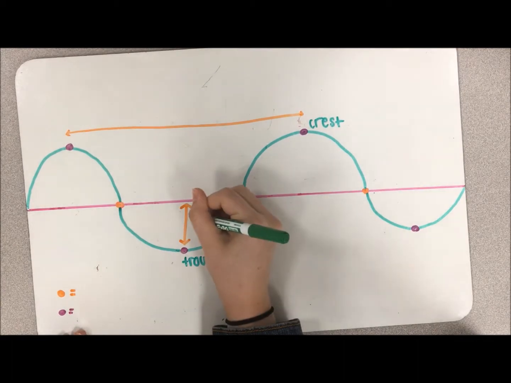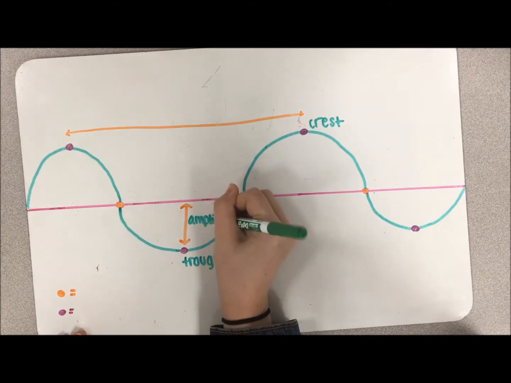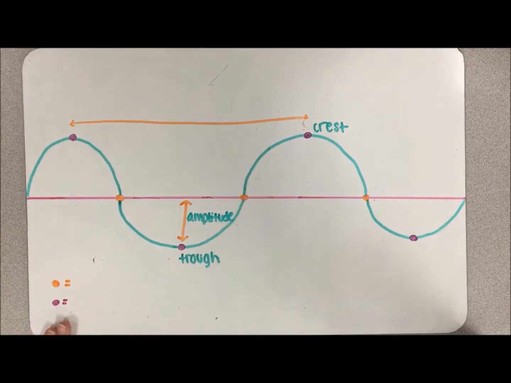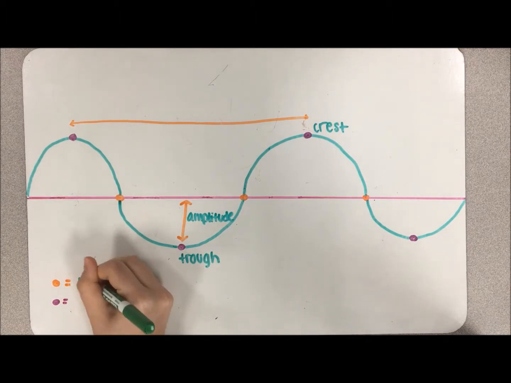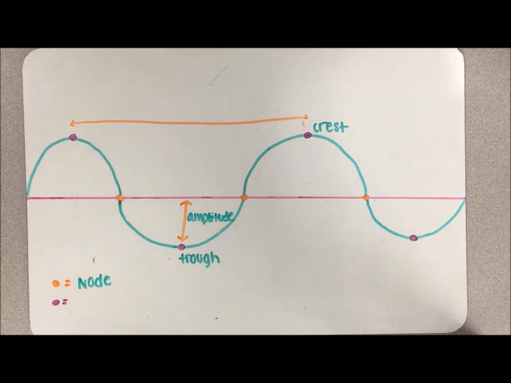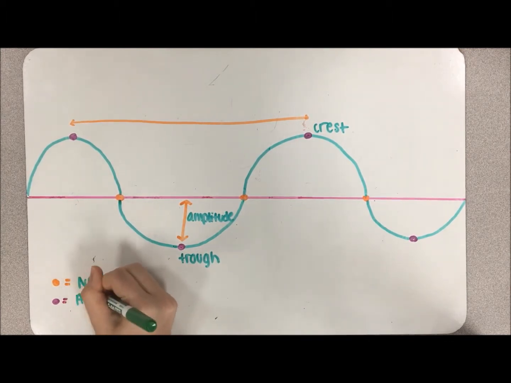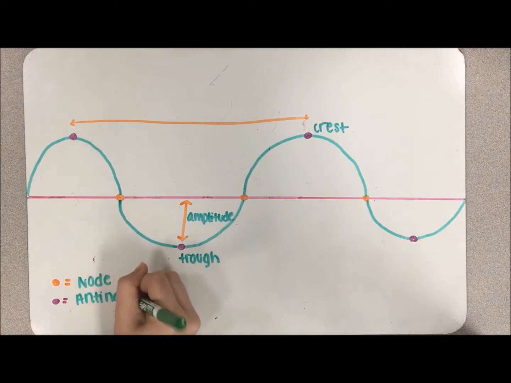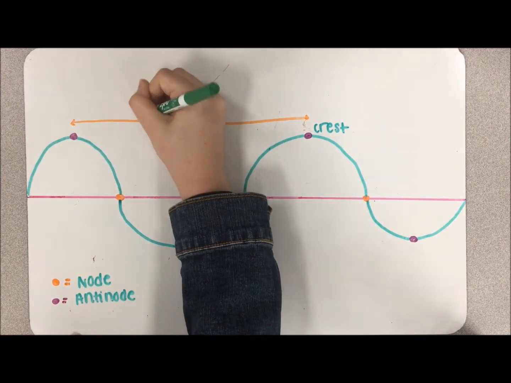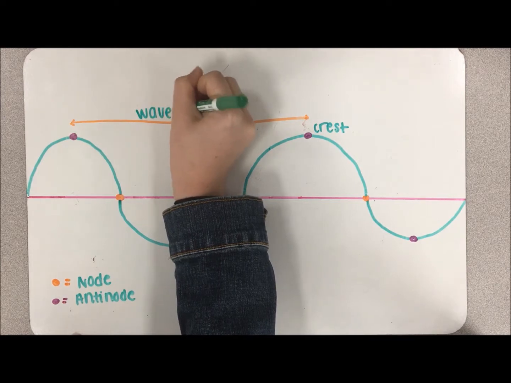Amplitude is the maximum displacement from the equilibrium line. A node is the minimum amplitude. It doesn't move. An antinode is the maximum amplitude. The wavelength is the distance between corresponding points on two waves.